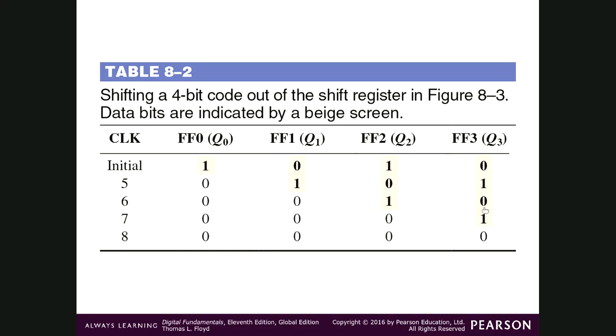Now the next one has left the room. So how many students remain in the room? Only 1 student. And at the 8th clock pulse, the last one leaves the room. So the room will be empty. So here you will get 0 0 0 0.